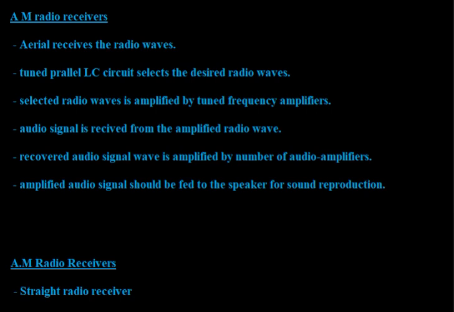Now the second thing is that the radio waves intercepted by the antenna of the receiving station will have all the radio frequencies, so we have to select the desired radio wave from it. For that we will use a tuned parallel LC circuit which selects the desired radio waves.